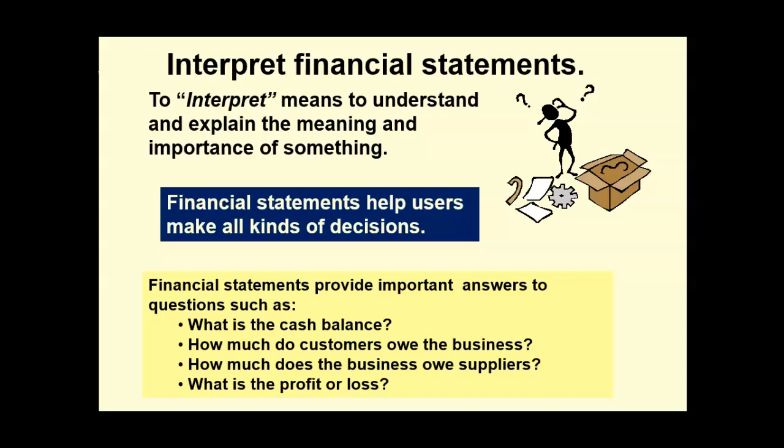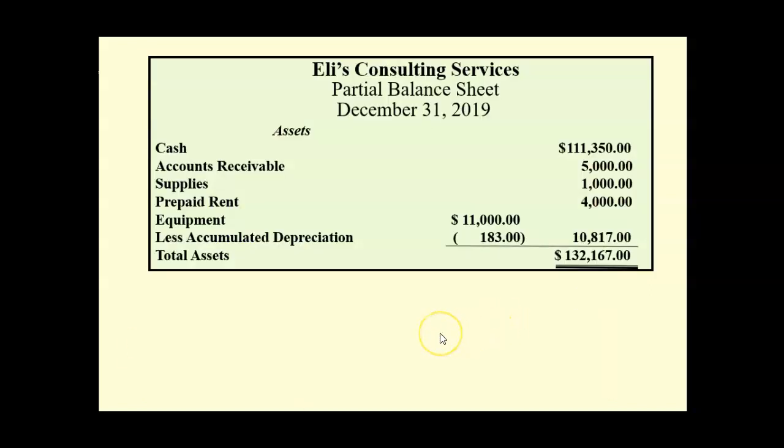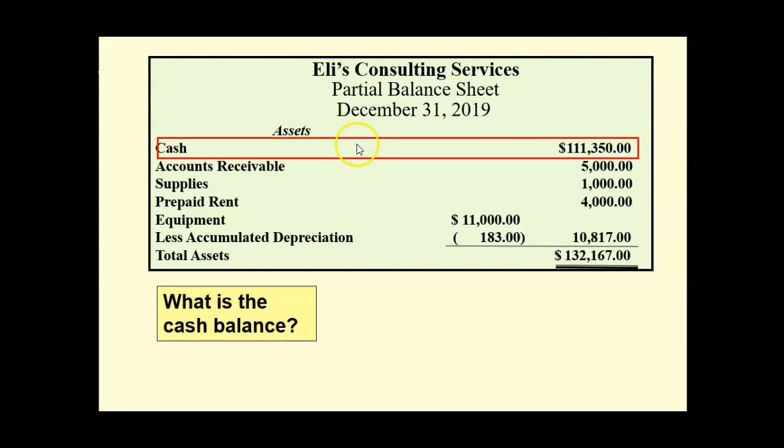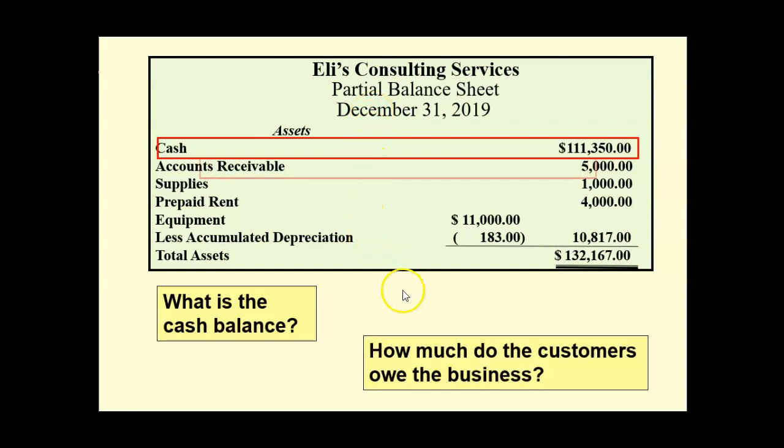So in order to answer these questions, we are going to interpret the information that is shown on the financial statements. Okay? So for example, if there's a question about the cash account, go to the balance sheet. The balance sheet shows our cash balance as of a specific date. How much money do our customers owe us? Go to the accounts receivable account. The accounts receivable account represents the amount of money that is still owed to the actual company.